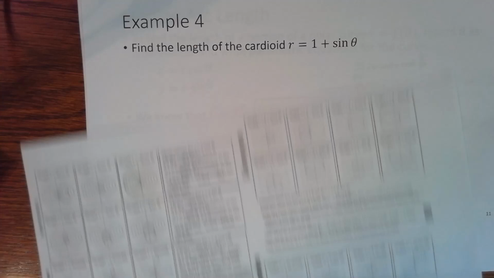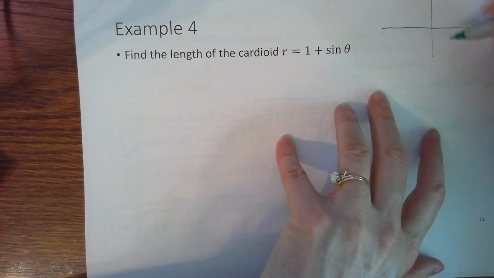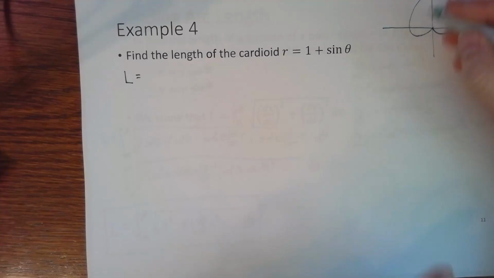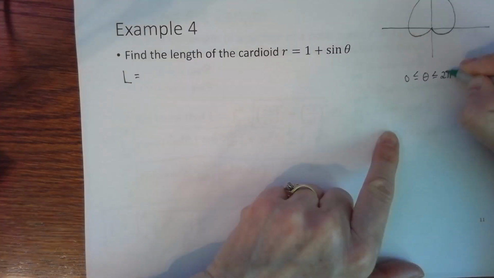When we have a cosine, the cardioid is a left-right kind of thing. When we have sine, it's like this one. So our cardioid is going to look like this. And so we want to find the arc length. Well, θ gets to go between 0 and 2π, and then it'll start repeating. So those will be our alpha and beta.